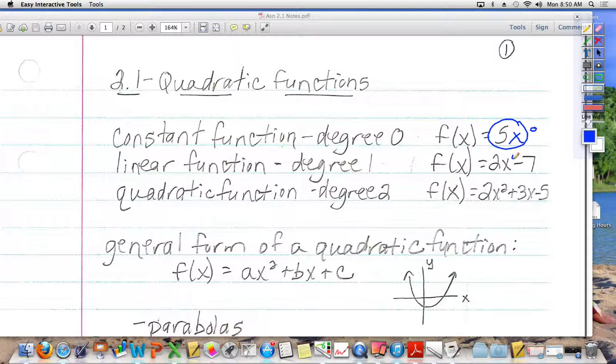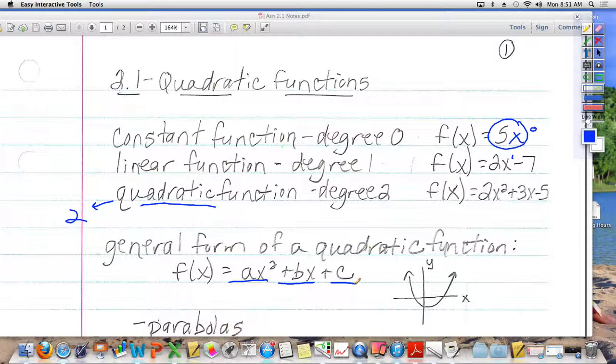So quadratic functions, quadratic. Even though quad normally you think is 4, you guys should be comfortable enough knowing that that's actually degree 2. For some reason in math, a long time ago, someone decided to call degree 2 functions quadratic. So f of x is equal to 2x squared plus 3x minus 5. All right, the general form of a quadratic function: f of x is equal to ax squared plus bx plus c.